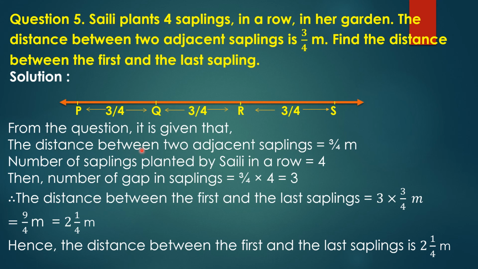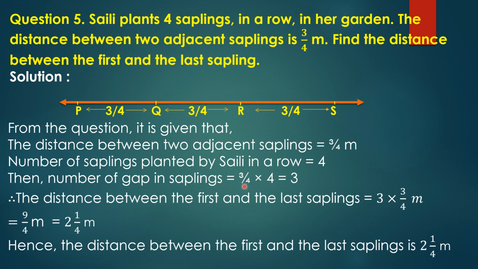So now let us solve. From the question, what is given? It's given that the distance between two adjacent saplings is how much? 3 by 4 meter. So the number of saplings planted by Saili in a row, how many? There are 4. Then number of gaps in saplings, how many gaps? That we have to find out.